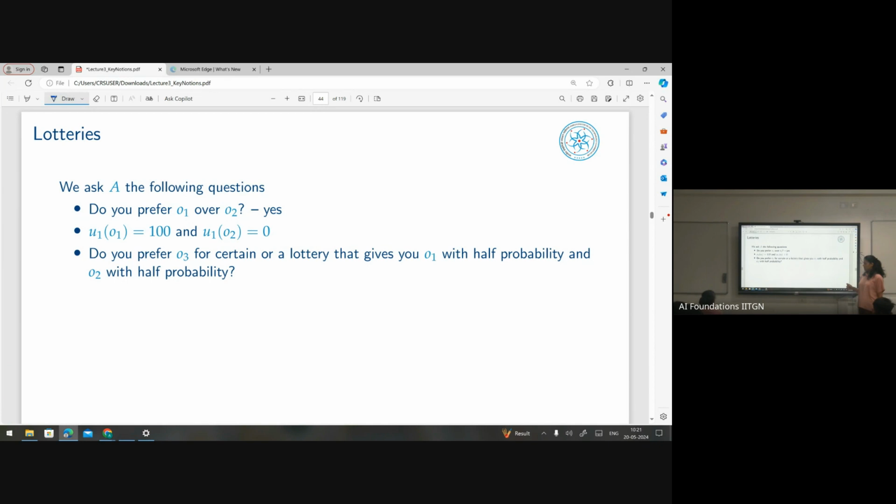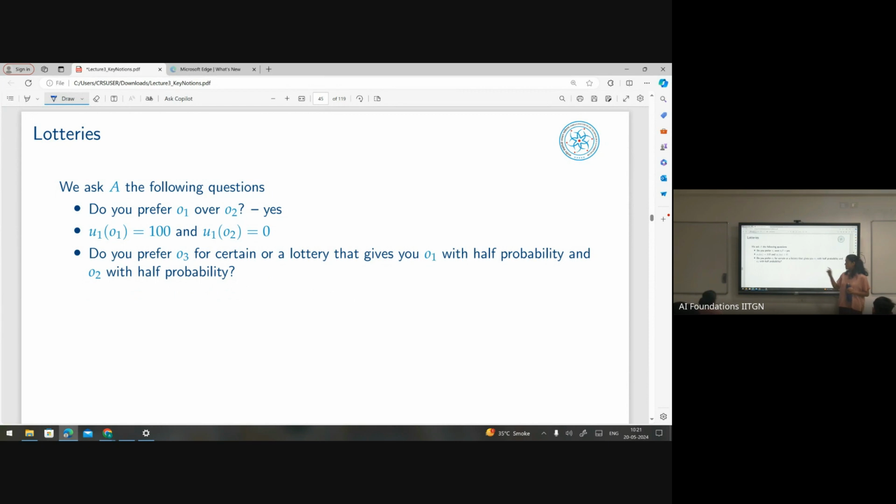Then what I ask is this lottery comparison. There is this third outcome O3. Would you prefer the third outcome for certainty? So outcome 3 will happen with 100% probability. Do you prefer that, or do you prefer an outcome where I give you O1 with probability half and O2 with probability half? So there are two options that I'm giving. Do you prefer O3 with 100% guarantee, or O1 with half probability and O2 with half probability? Okay. Let's say it says I prefer O3 for certainty.